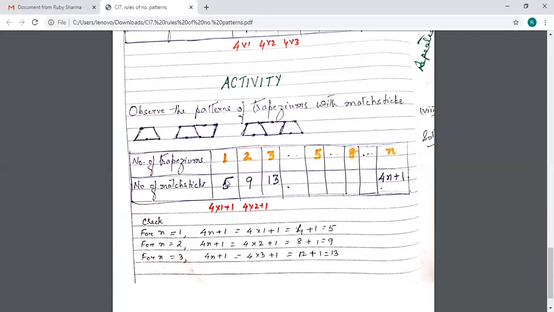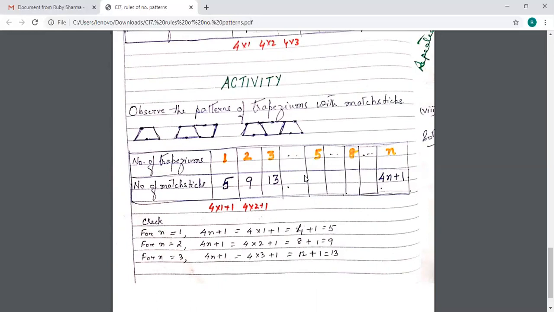So 4 into 1 plus 1. The second one is what? 4 into 2 plus 1. 4 into 3 plus 1. That means 4 into this term plus 1. So 4n plus 1. And then you have to prove, or check whether you are correct or not. Only then can you say 4n plus 1 is the general term for finding out the number of matchsticks when n is the number of trapeziums.